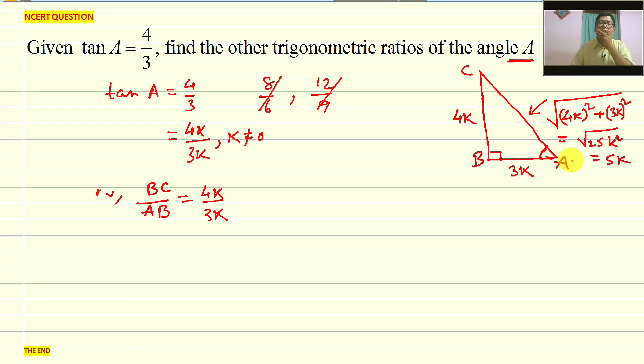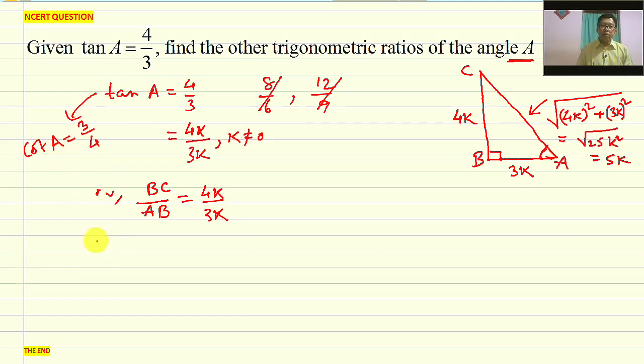Now you have to find out the other trigonometric ratios. Tan A is known. So from this one you can write cot A, that is the reciprocal, 3 upon 4. Tan A is equal to 4 thirds, so cot A is equal to 3 fourths, because tan A and cot A are reciprocal to each other.